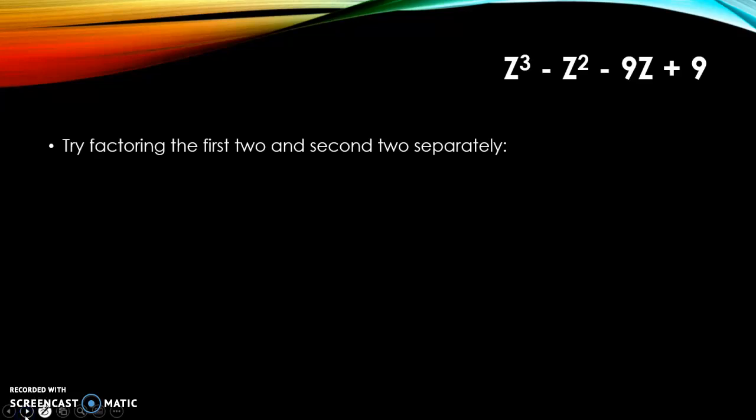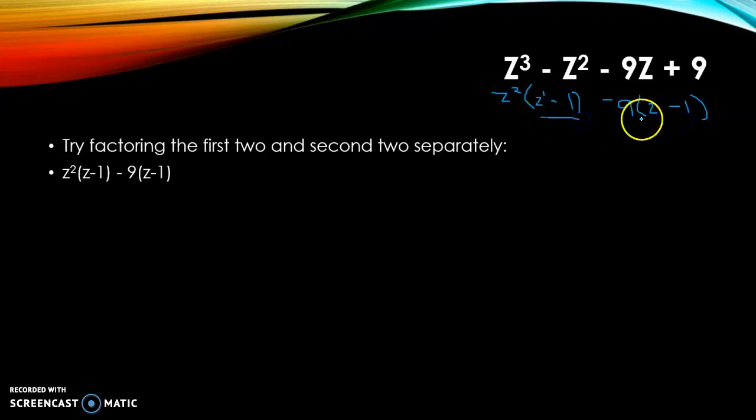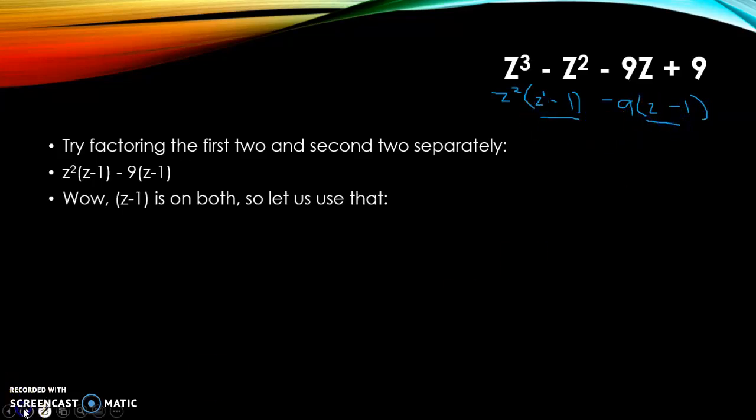Okay, what about this one? Try factoring the first two and second two separately. When we look at the first two, they have a z squared in common, which leaves me with 1z in the first one and 1 in the second one, because z squared times 1 is z squared. Over here, it looks like I can factor a 9, and when I do that, that's a z minus a 1. And you should notice a similarity here, a pattern.